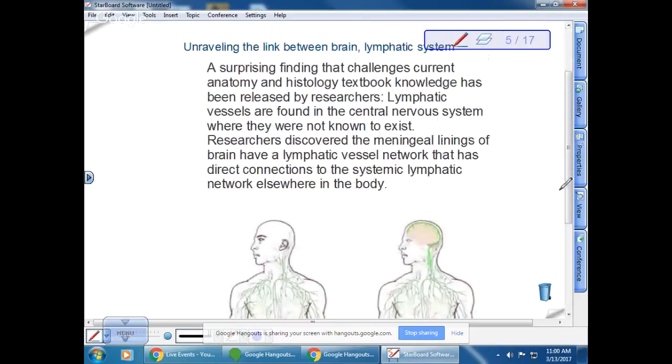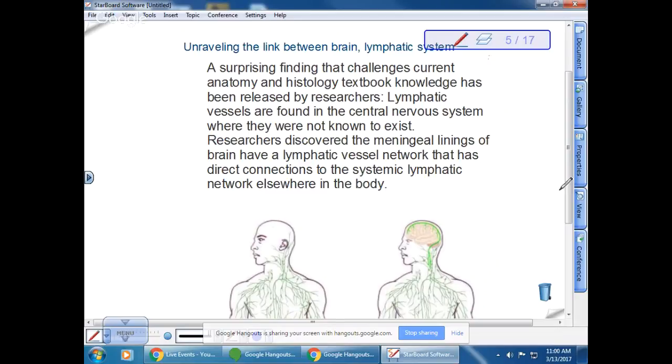Most of the revisions to your book are kind of meaningless, just tiny little changes here and there. But this one is kind of a big one, okay? They found that hidden in the meninges of the brain, the outer coverings of the brain, were lymphatic vessels, and they thought they were just capillaries and didn't see them. So this is the old picture of the lymphatic system, and this is the new one.